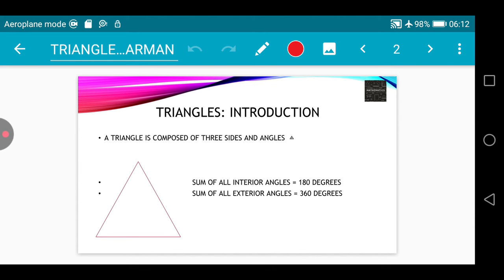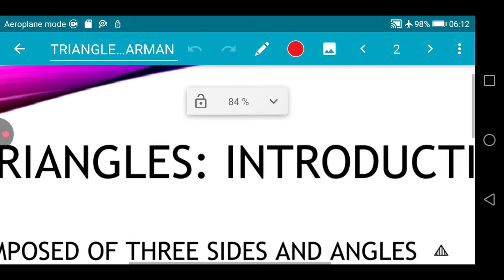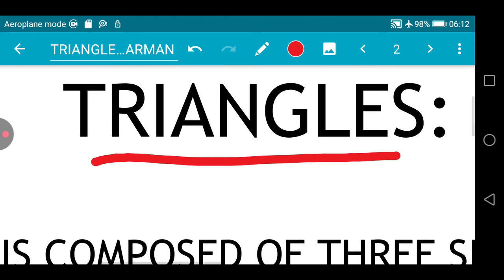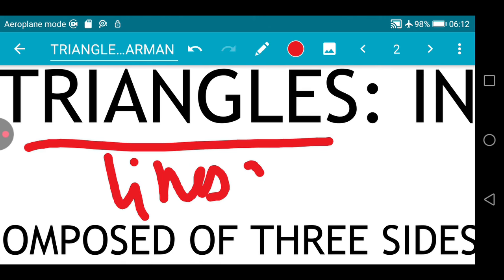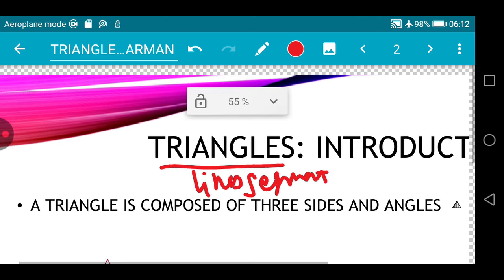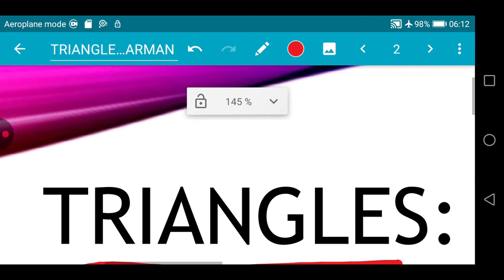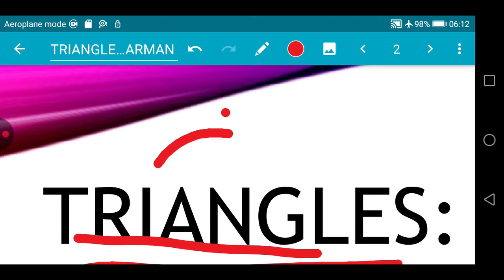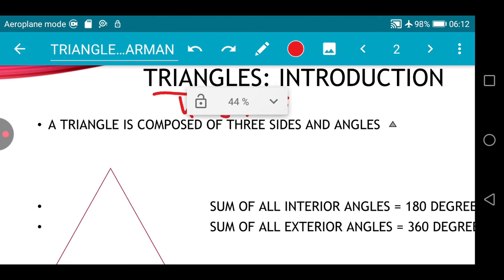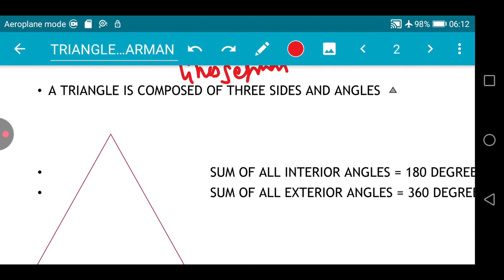Before that, we are learning about triangles, so we should know how triangles are formed. Triangles are basically formed by line segments. And how did the triangle get its name? Triangle means three sides. I have written it also. You can copy, you can make notes side by side.